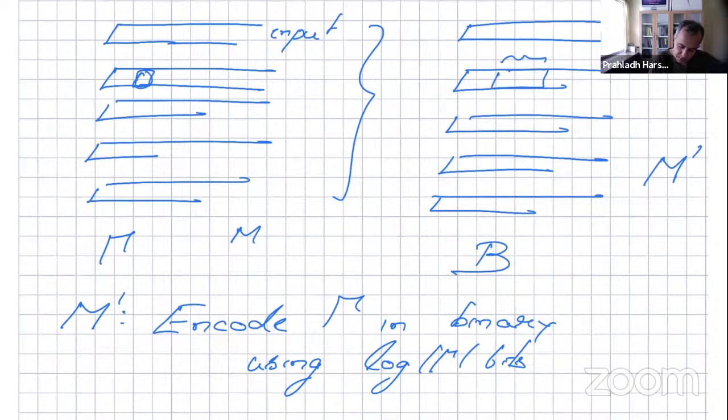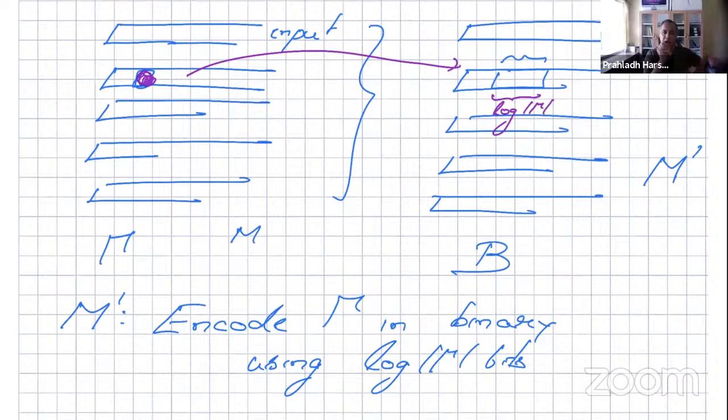So a symbol here will get transformed over here into log gamma symbols. Whenever it has to write one symbol over here, it will write log gamma symbols. The way the head will move is to read one symbol. To read one symbol here, it will have to read log gamma symbols over here. Then it will interpret that as a symbol over there. It will expand its state space suitably.